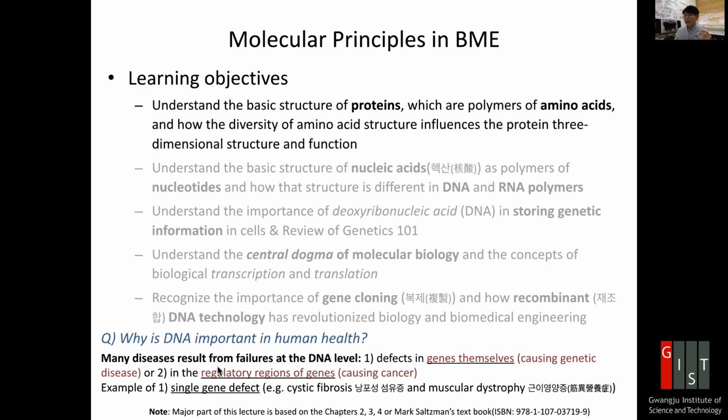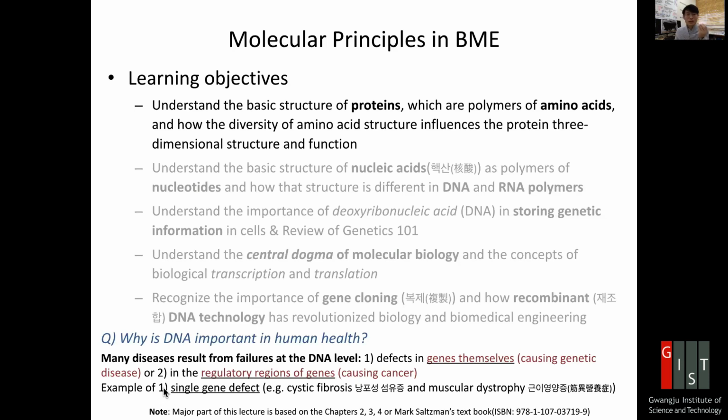On the other hand, there could be a defect in the regulatory regions of the genes, which eventually produce a functional protein, and that function could be problematic. For example, regulatory gene regions can affect genes related to cell proliferation and suppression of tumor formation, which can cause cancer. This is very important because cancer is almost the top cause of death in developed countries.